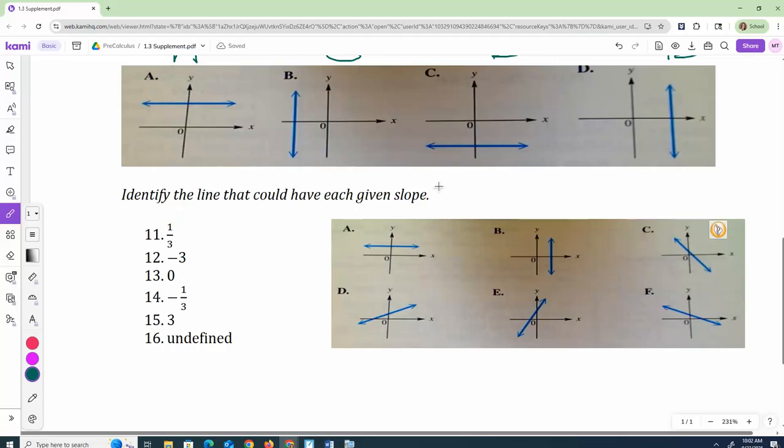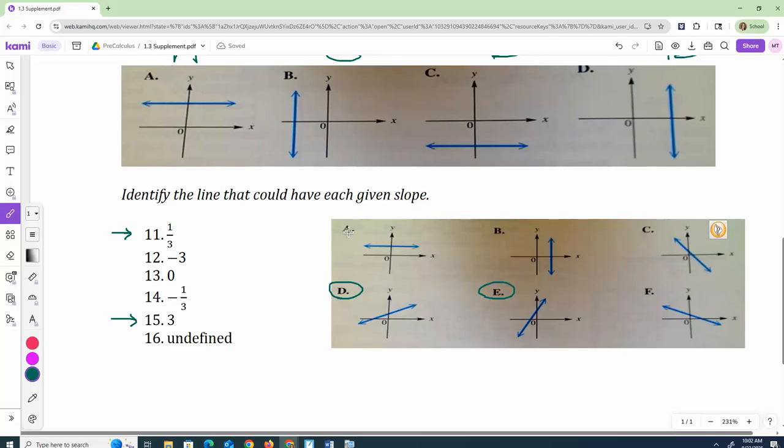Okay, we want to know which of these would have the given slope. 1/3. First of all, 1/3 is positive, so my line needs to be, right, positive slope. It's increasing. So the only ones that are increasing are D and E. So if I look, it could be 1/3. The other positive number I have is 3. How do those things compare? Okay, which one would be more steep? The 1/3 or the 3?